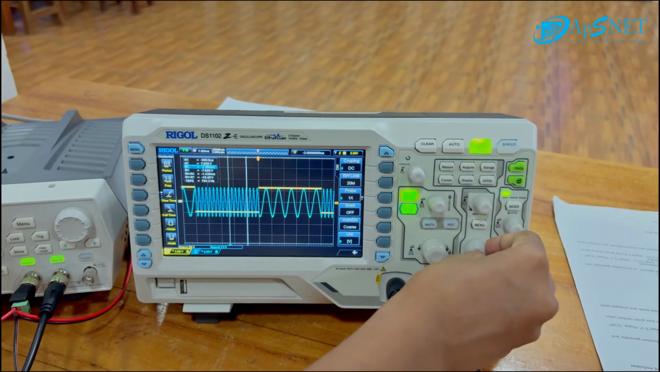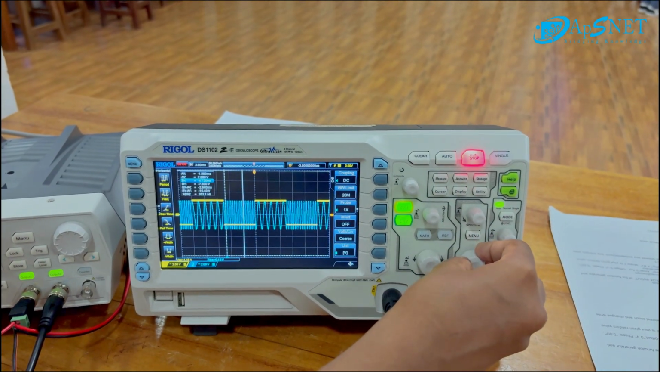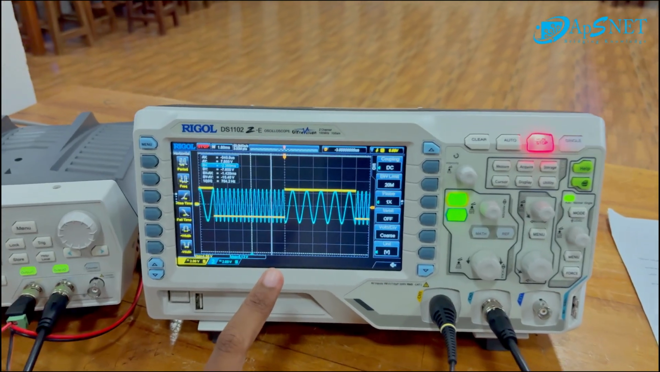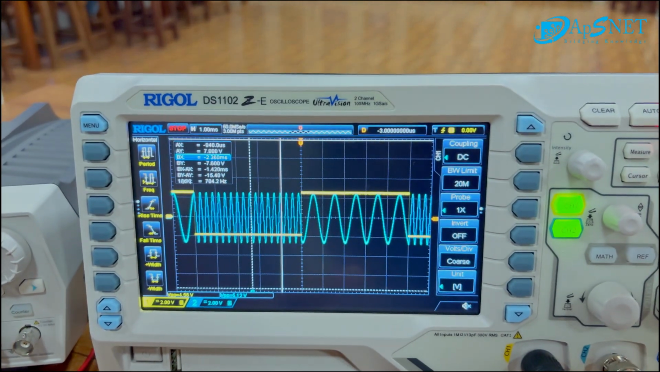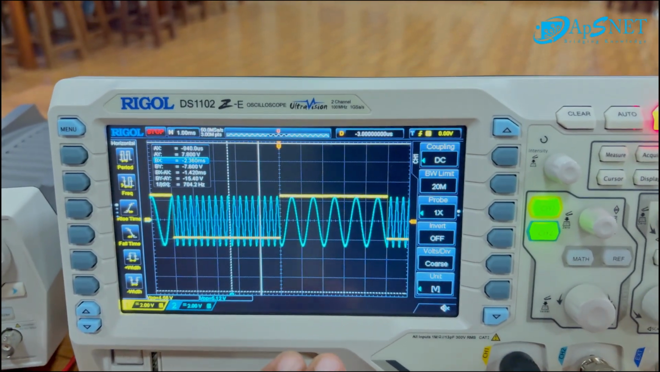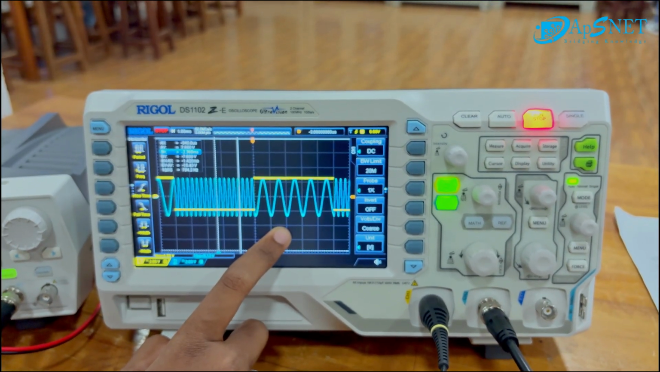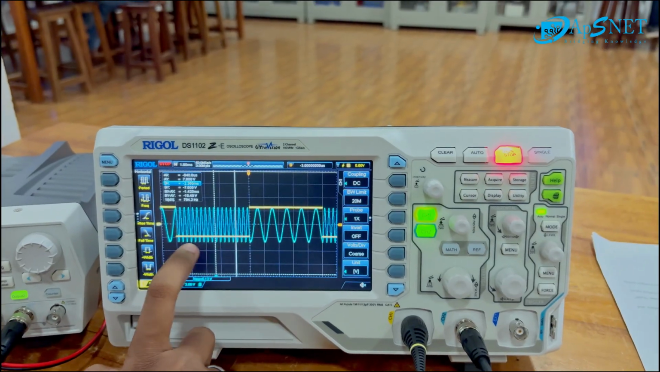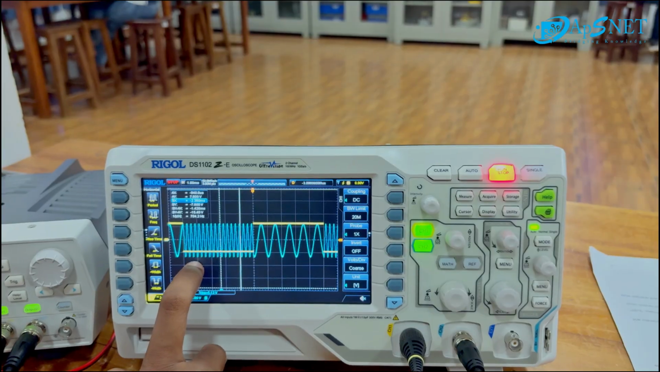On channel 1 also, now you can see both. The yellow color one is my message signal. The blue color signal is my modulated signal. You can clearly see this logic 1 is my carrier. This logic 0 is my modulator shifted frequency.